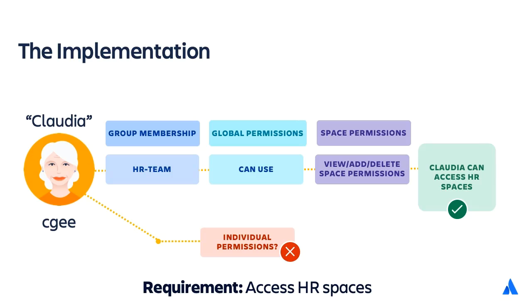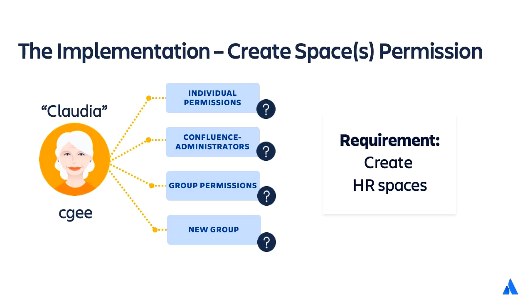What about the other components of the requirement? Let's look at another part of the requirement. Claudia needs to be able to create spaces for the HR team. This is a global permission.